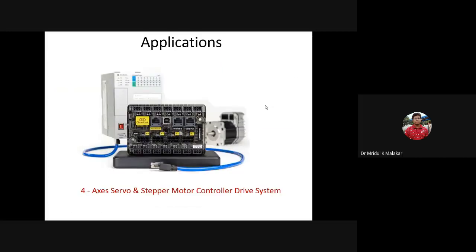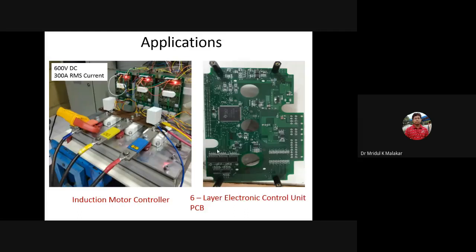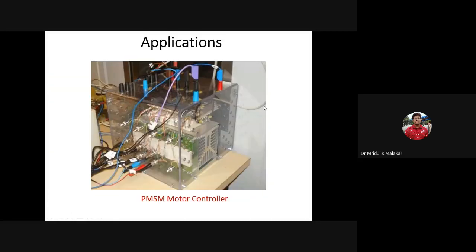So this is a 4-axis servo and stepper motor control drive system. This is an industrial product. In the 4-axis way you can control this, a 4-axis machine or 3-axis machine. Another one is an induction motor controller, with a 6-layer PCB design. It is designed in-house, our design. Next is the PMSM controller. It is IGBT based, a 600 volt system. So these are the applications.